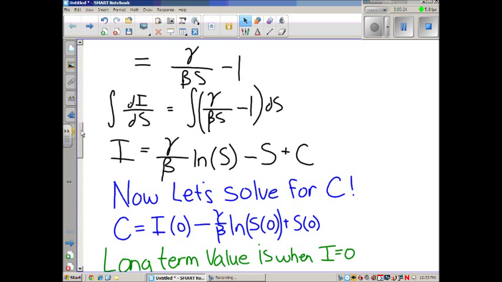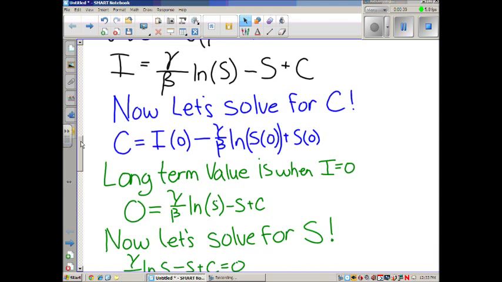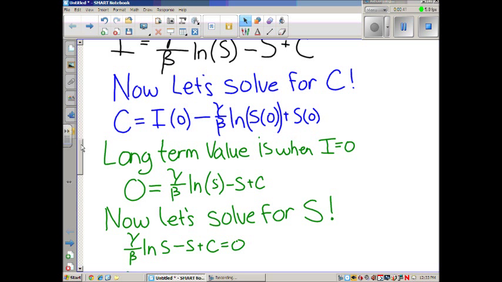Now to solve for I, we only need to integrate both sides. This comes out to be I equals gamma over beta times natural log of S, minus S, plus C. C is going to depend on what our pre-constraints are. In a generic equation, C is going to equal I of 0 minus gamma over beta times natural log of S of 0, plus S of 0.